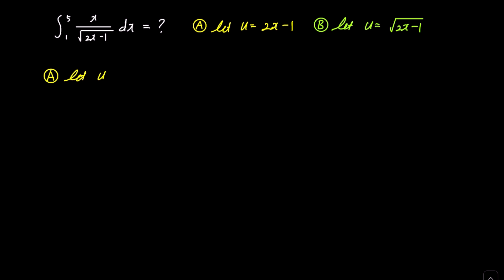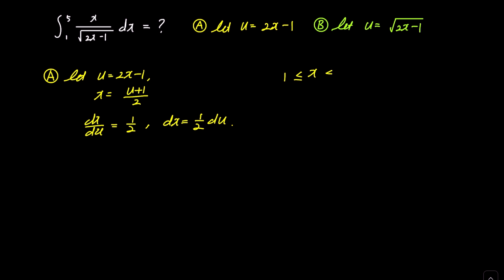A. Let's define u as 2x minus 1, then x is (u plus 1) over 2, and dx over du is half. Thus, dx is half du. However, when using u-substitution in definite integrals, we need to be cautious about the integral limits. In this problem, x ranges from 1 to 5. When you substitute u, we need to adjust the integral limits accordingly. When x is 1, u becomes 2 minus 1, which is 1. And when x is 5, u becomes 2 times 5 minus 1, which is 9. Therefore, u ranges from 1 to 9.